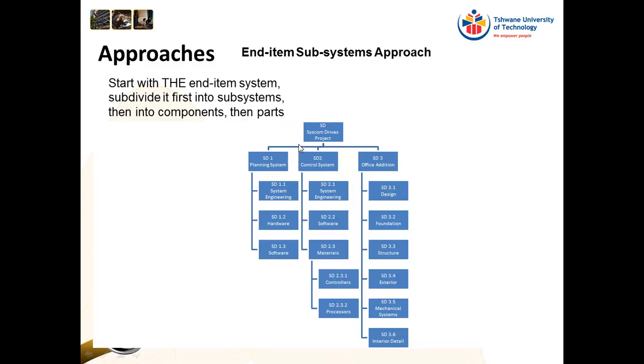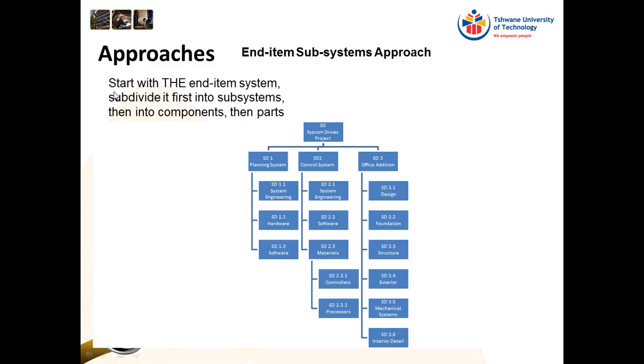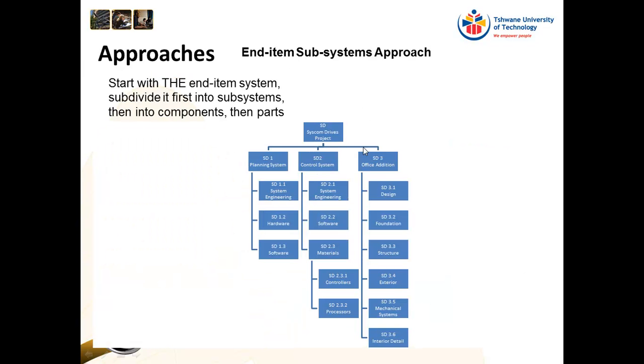So we start with the end item system. So this is the Syscom drives project. Then we subdivide it first into subsystems, then into components, and then into parts. So this is very much what we did with the house example. So you can see we have a planning system, we have a control system, and we have office edition. And planning is then broken down into system engineering, hardware, and software.